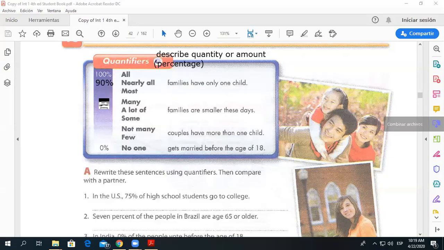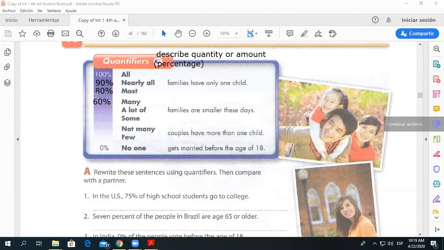For example, let's say that nearly all is 90%. And let's say that most is around 80%. This is not an exact number. Remember, it's just a guide. It's just for us to have a guide so we can use them. And then we have many. You can say many is like 60 or 50%. Okay? It's around that. It's not very exact.